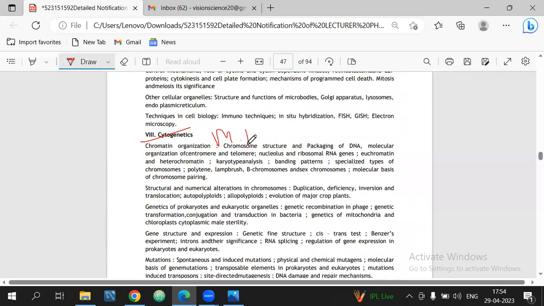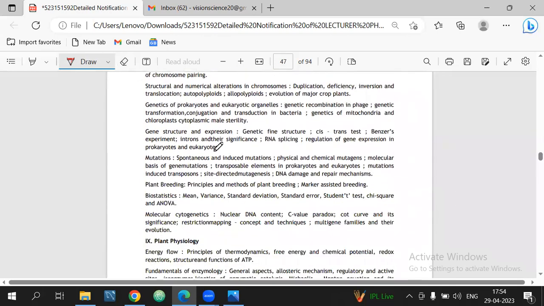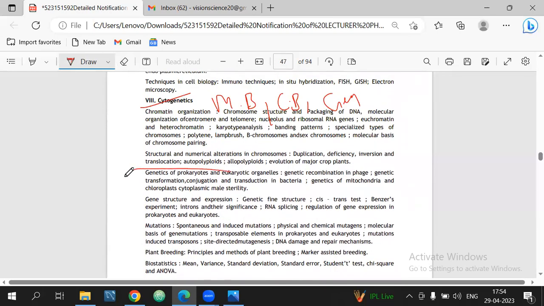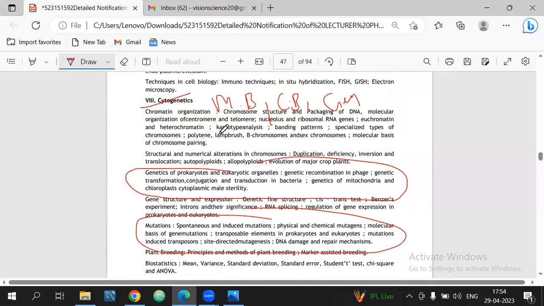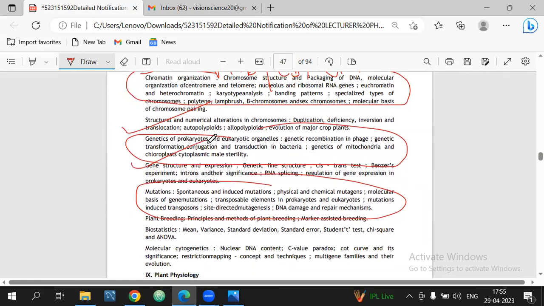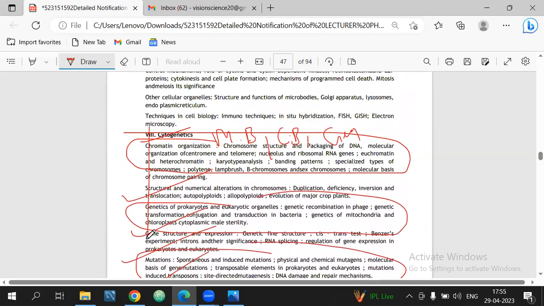Because it includes molecular biology, it includes a little part of the cell biology and most of the genetics. So once again, all the replication, transcription, translation, these are all with respect to molecular biology, and chromatin organization with respect to genetics also, as well as cell biology also. Whereas structural and numerical alteration, extra chromosomal inheritance, mutations, plant breeding, this comes under genetics. Till here, this is the JL syllabus.